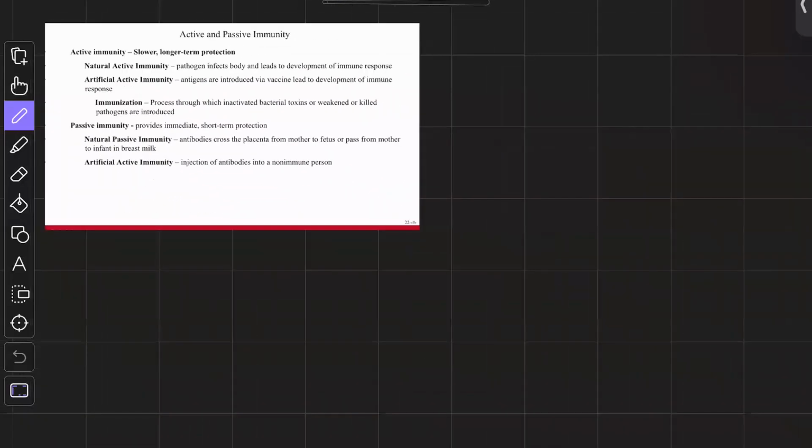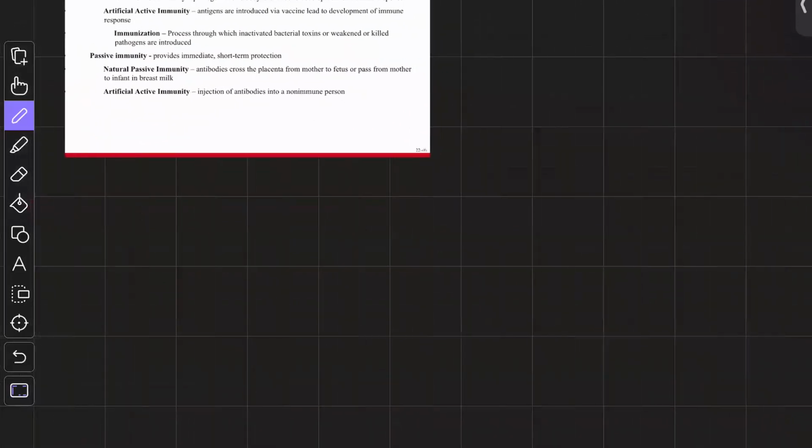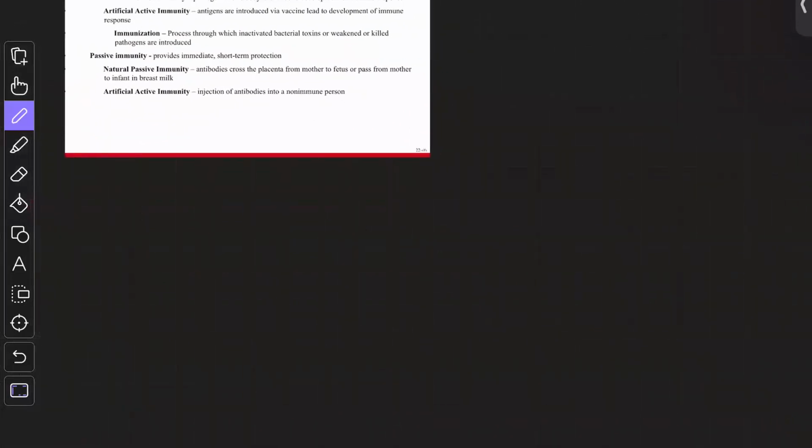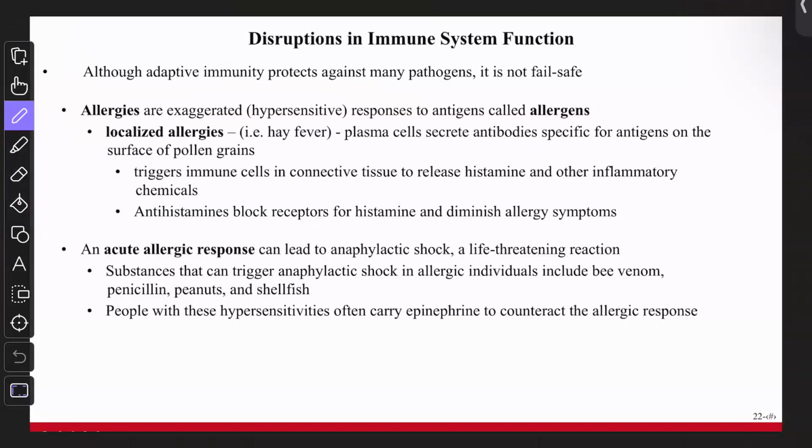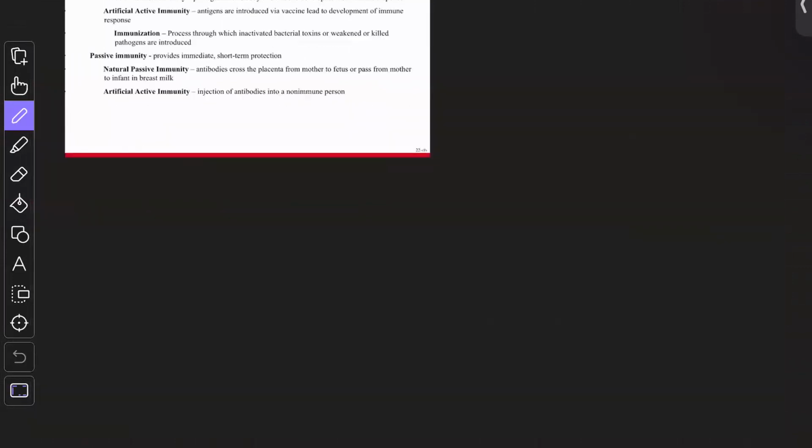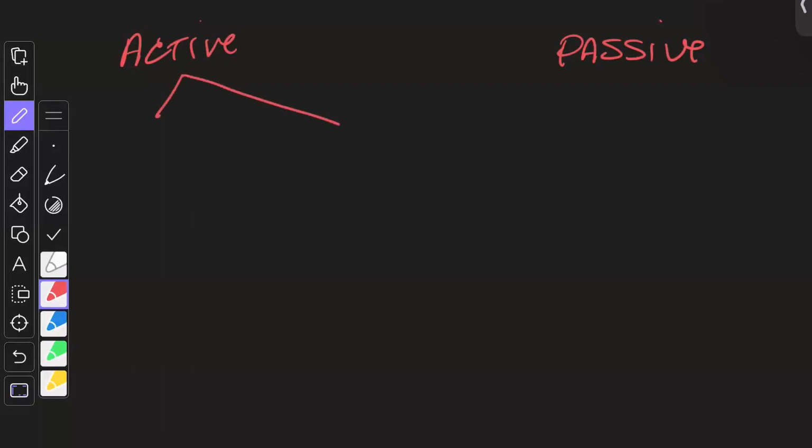All right, so we have active and we have passive. Okay. Now, active immunity comes in two forms. We have natural and we have artificial. Okay.